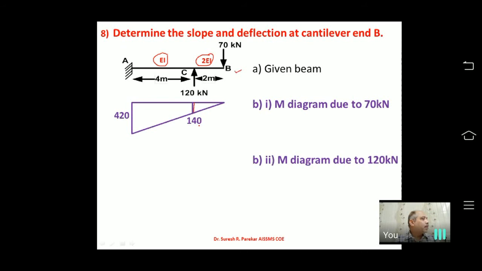Now I will plot the bending moment diagram due to 120 kilonewton. So it becomes 120 into 4, that is 480, but that bending moment diagram will be in the upward direction.